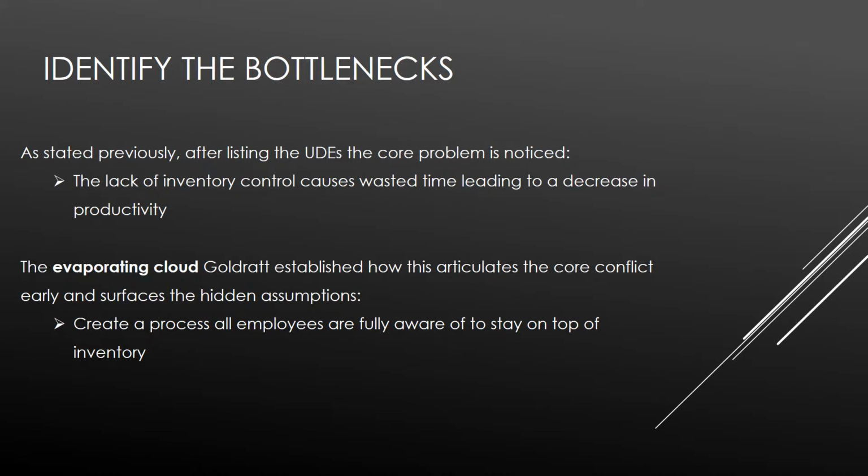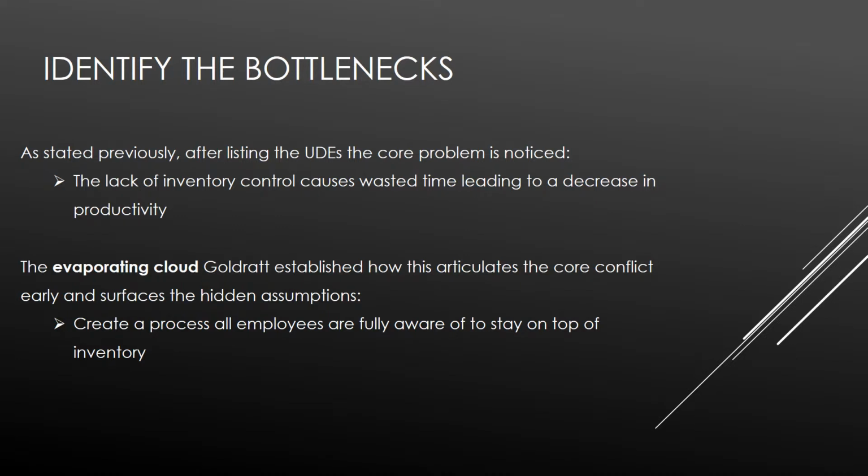The effect these bottlenecks have had on the process is slowing down the turnover rate of products to customers. The cost of production and total costs are being affected when there is downtime with no work. Because of the lack of inventory, when the process is being repeated, the wait time is even longer than before because they have not learned from the mistakes previously made. The evaporating cloud Goldratt established articulates the core conflict early and surfaces the hidden assumptions, leading the company to fix the constraints by creating a process all employees are fully aware of to stay on top of inventory.